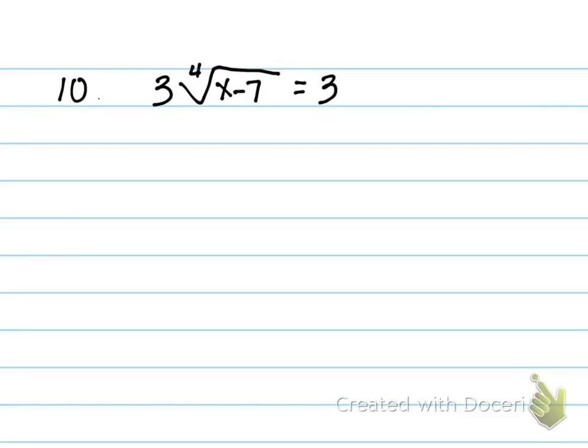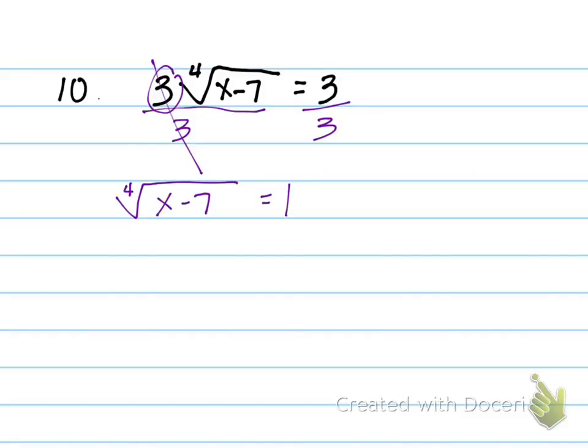Here we have a number that's in front of the radical. I want to get rid of that first before I raise anything to the fourth power, so I'm going to divide each side by 3 first. And I'm going to rewrite this as the fourth root of x minus 7 equals 1. Now I can raise each side to the fourth power. x minus 7 equals 1 to the fourth power, which is still 1. Add 7 to each side and you get x equals 8.